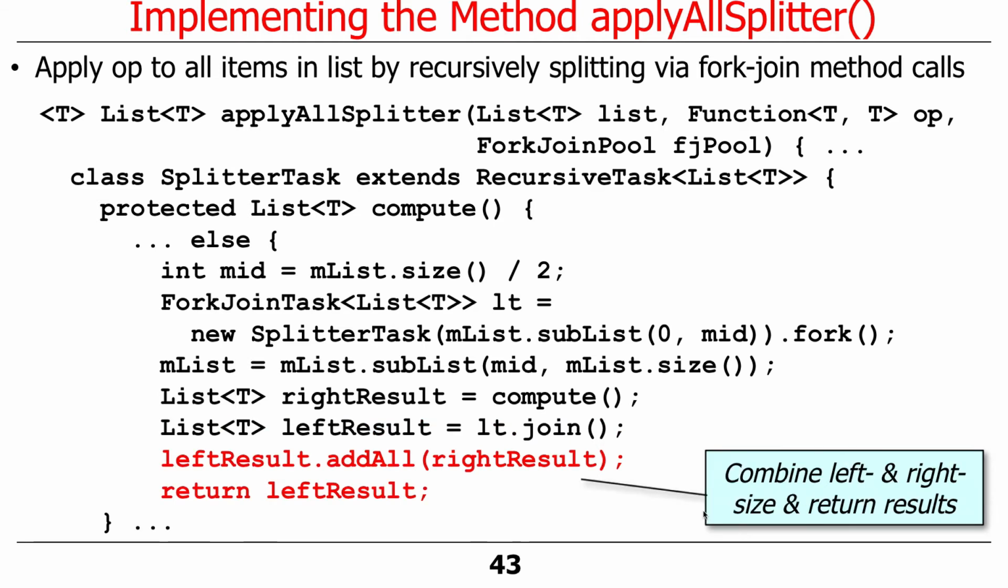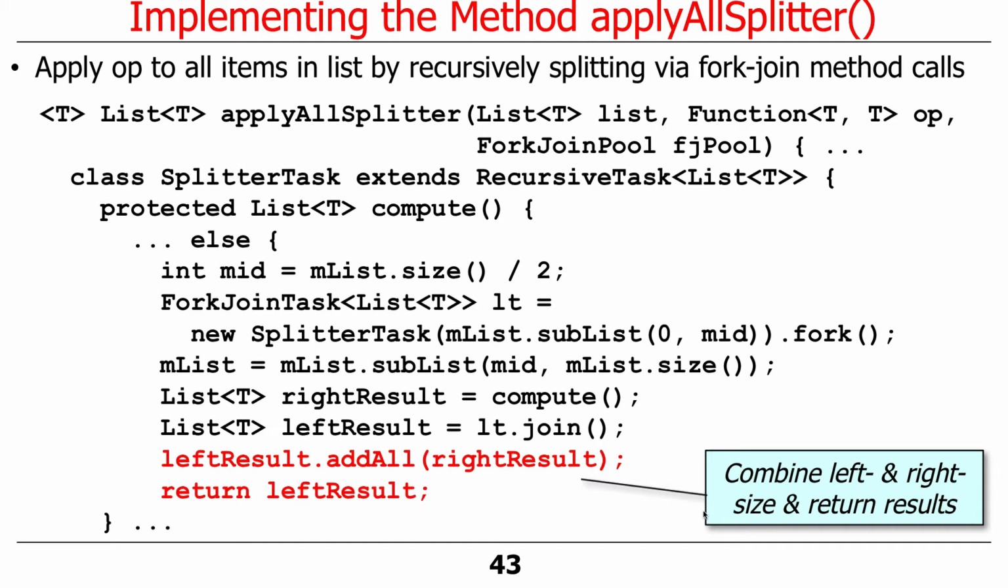And then we say, add the right result to the end of the left result and return the left result. So this is just classic divide and conquer, right? You look up divide and conquer in the dictionary, there should be this code, right? This is divide and conquer. So you're dividing it in half.